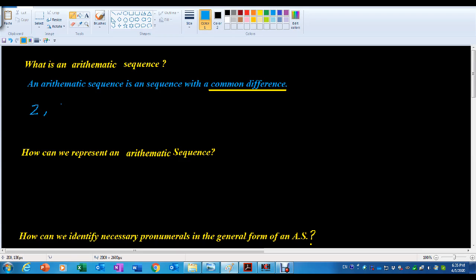2, 5, 8, 11 is an arithmetic sequence, because it has a common difference. How could we find that common difference? You just take a term and take away its previous term. For example, the second term is 5. When you take away 2, you get 3. So the common difference is 3. You can see it always adds 3 going to the next term. So that's what we call an arithmetic sequence.